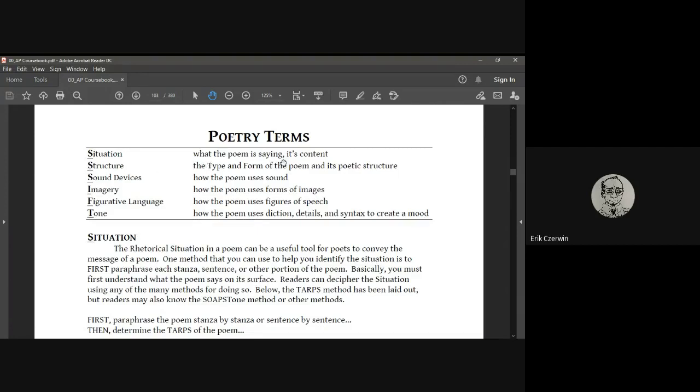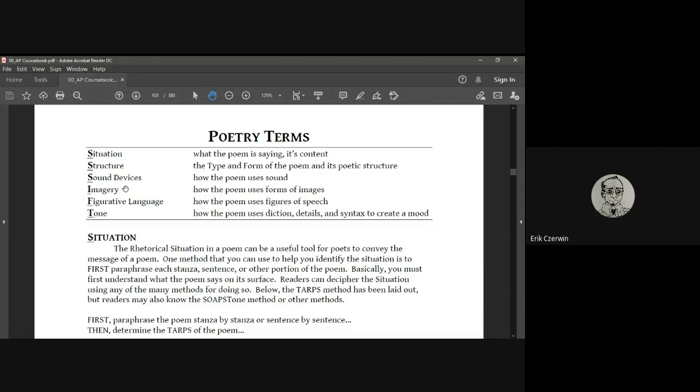The second S is for structure, which we'll cover when we get to it. The type and form of poetry. So if it's a sonnet, a villanelle, an ode, a lyric poem, a ballad. We'll talk about all the different types and forms of poetry, and we'll talk about the structure on a page, lines and stanzas. Sound devices is how the poem uses sound. So things like alliteration, rhyme, assonance, consonance, all the different sound devices in poetry.